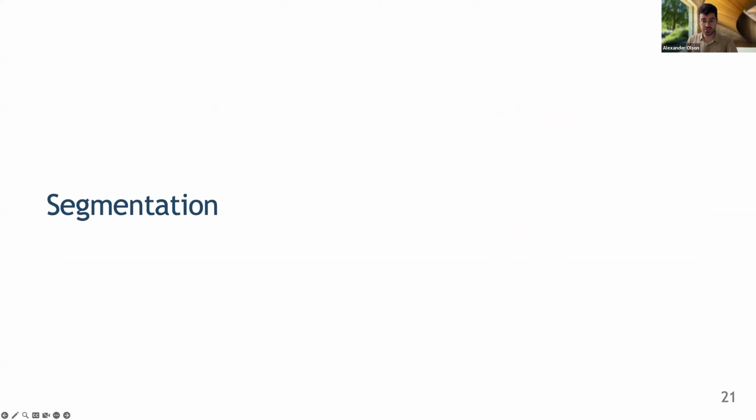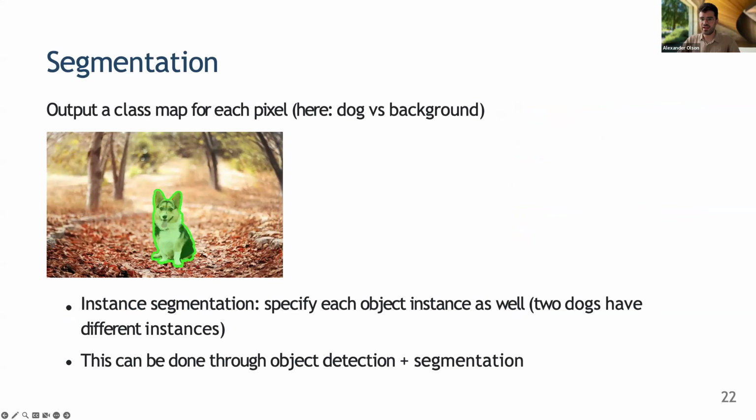Okay, so that is object detection, but again, we can go further. Beyond object detection is segmentation. For segmentation, we don't just draw a bounding box around the part of the image that we're classifying, but we say exactly, pixel by pixel, where that thing is in the image. The way that we do this is we output a class map for each pixel in the image. So if we're saying that this is a dog, then we're saying that everything else is background, and we're able to separate it that way.